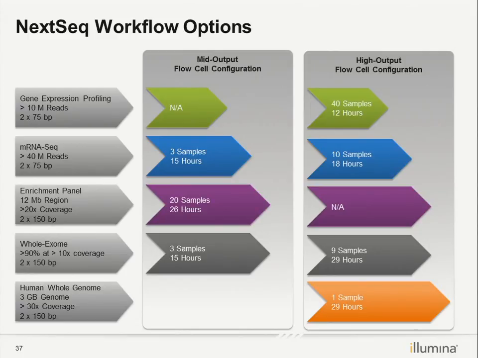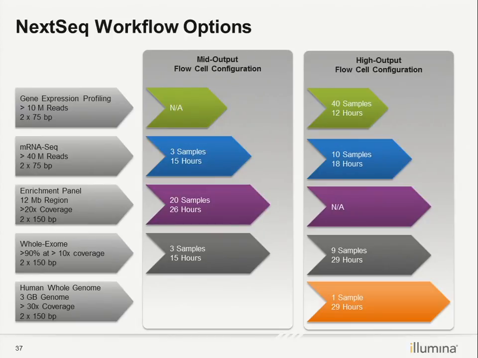And you can do transcription sequencing, enrichment sequencing. So I guess this is the 271 panel. And whole exome sequencing, you can do up to 9 samples. And for whole genome, human whole genome sequencing, you need 1 sample.